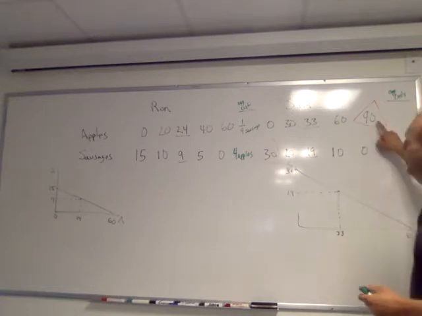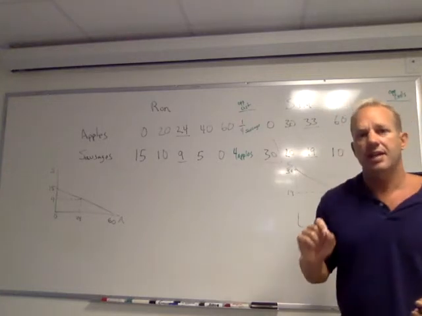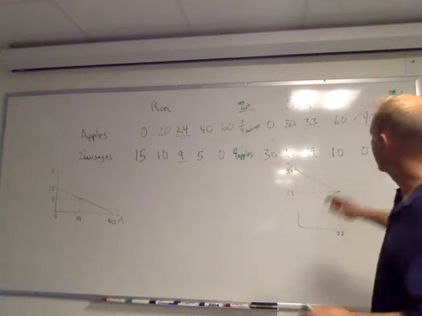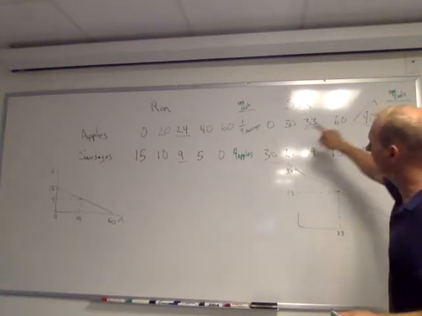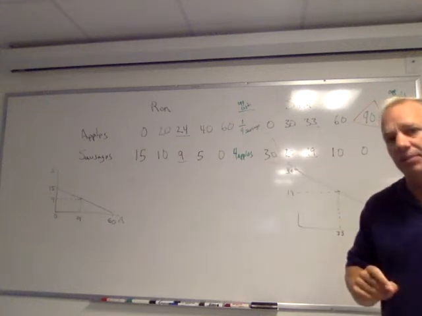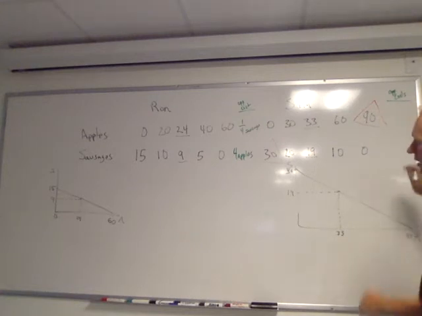If he gives up 90 apples to make 30 sausages, how many apples did he give up for each sausage that he got? He gave up 90, he got 30. For each one that he got, how many did he give up? Each sausage cost him 3 apples.